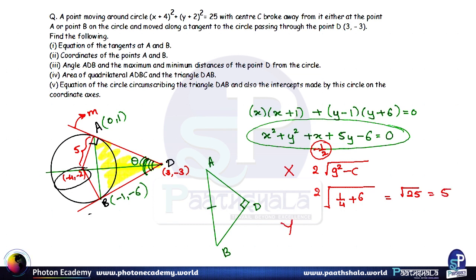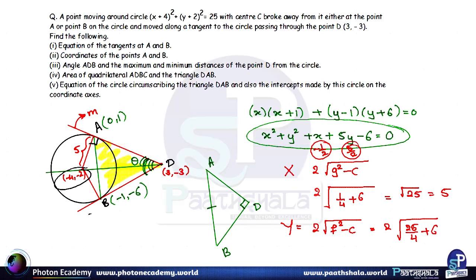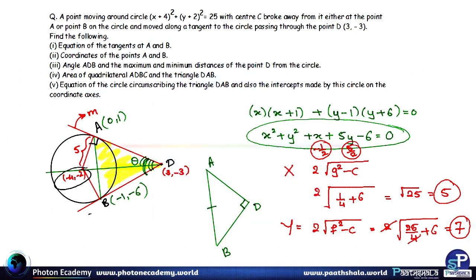And the next we have y-intercept, that is equal to 2 into under root f square minus c. So that becomes 2, and under root f square is, f is 5 upon 2. So f square is 25 upon 4 minus c will be plus 6. So 25 plus 6 4s are 24. That will give us 25 plus 24 is 49. 4 will come out and cancel out with 2. So root 49, that is 7, and that's our answer. So the x-intercept is 5 and the y-intercept is 7. And hence we have completed this question.